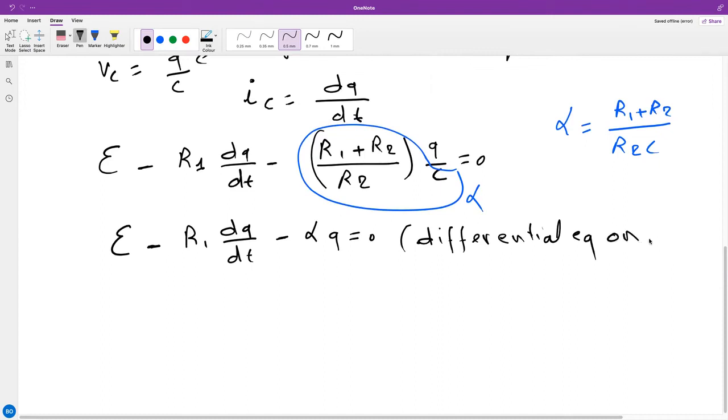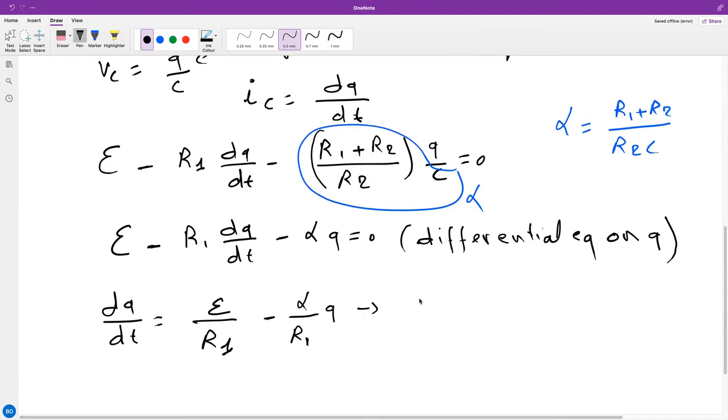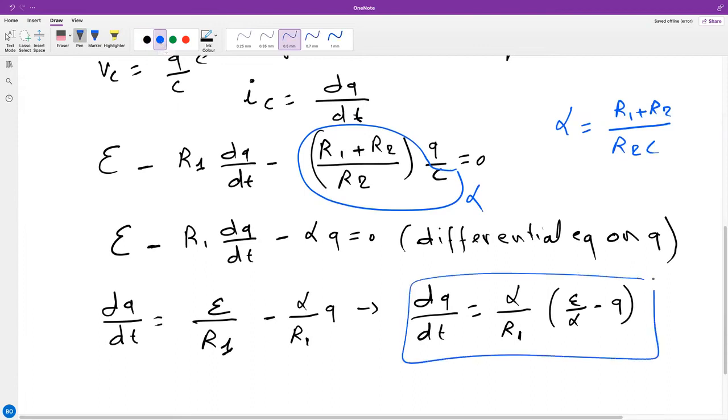I can easily rearrange the formula to get dq/dt equal to E over R1 minus alpha over R1 times Q. And then it gives me dq/dt equal to alpha over R1 times (E over alpha minus Q). This is the equation that I want to solve.